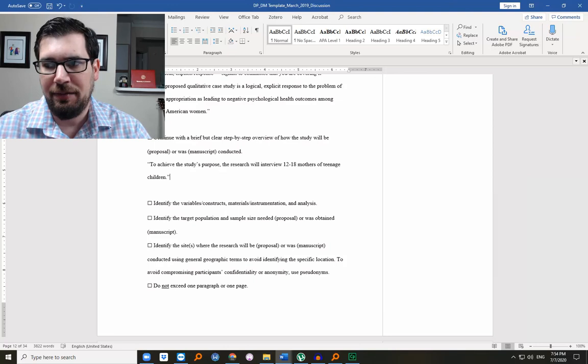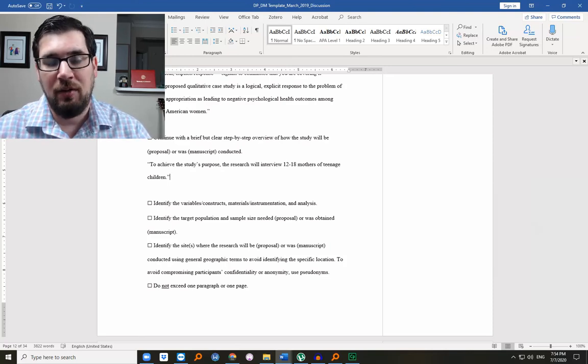First, you're asked to identify the variables and constructs. Variables is normally if you're quantitative, whereas constructs if you're qualitative. Similarly, materials and instrumentation could be both qualitative or quantitative.